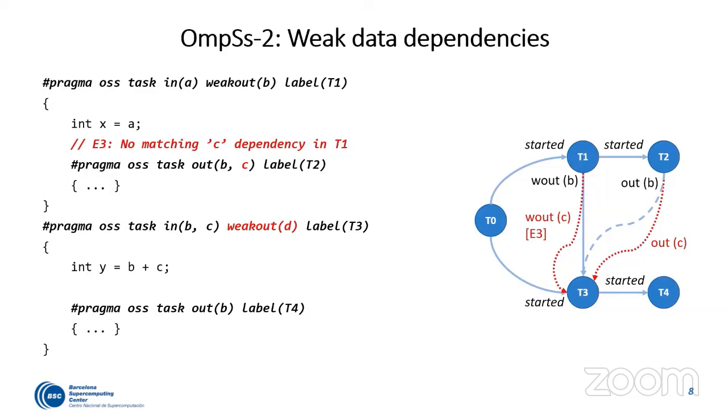Second, T3 declares a weak access on D, but no child task writes it. While this error doesn't necessarily produce a correctness error or a performance error, it might suggest the presence of such errors elsewhere in the program. These errors are called E4 errors.